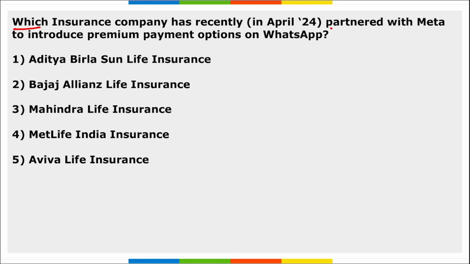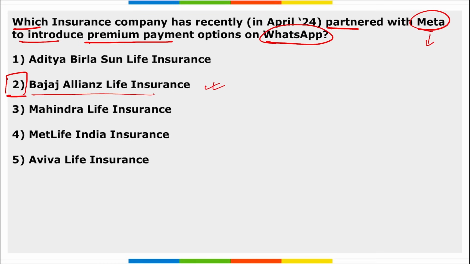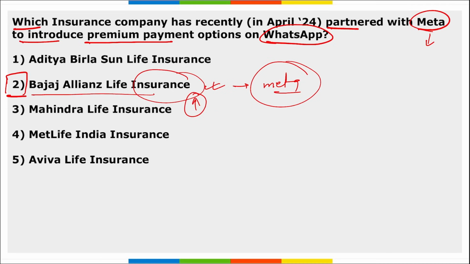Next, which insurance company has partnered with Meta, earlier known as Facebook, to introduce premium payment options on WhatsApp? It is Bajaj Allianz Life Insurance. Because it's an insurance company, customers can now pay the premium for their insurance policies through WhatsApp. And WhatsApp is a company of Meta only. Remember, Meta owns Facebook, WhatsApp, and Instagram also.